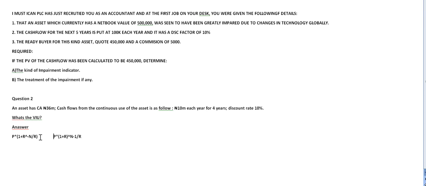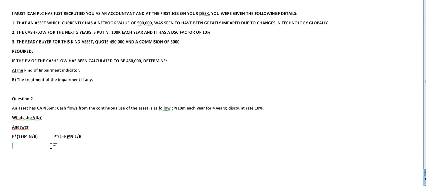I'm trying to do the division. Let me just put it direct. Divided by R. Using a computer as well, the thing is not working. But you understand what I'm saying? This 1 plus R raised to power minus N divided by R, or 1 plus R raised to power N minus 1 divided by R. Either way, it's your annuity formula. Is that clear enough?